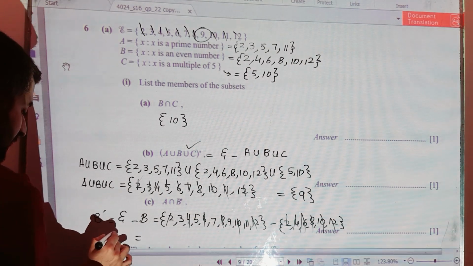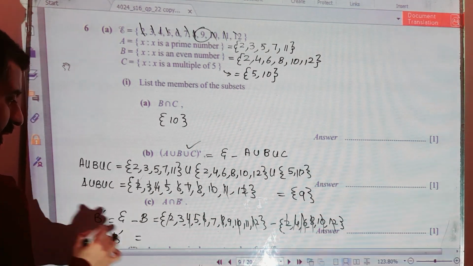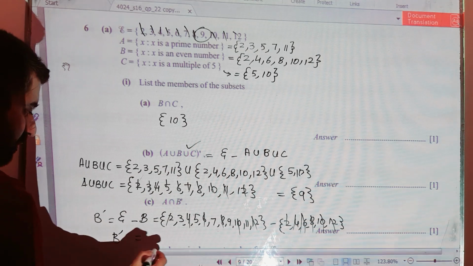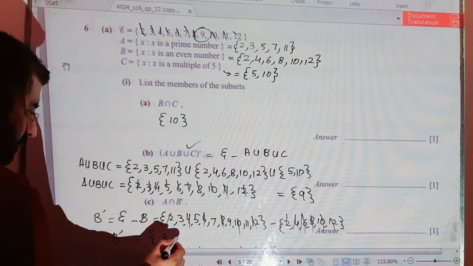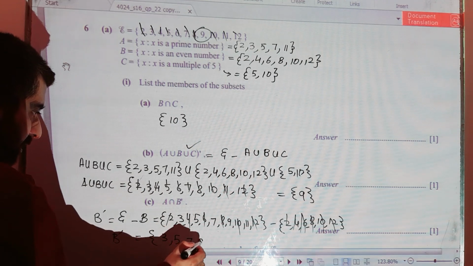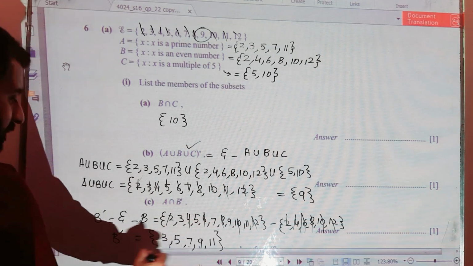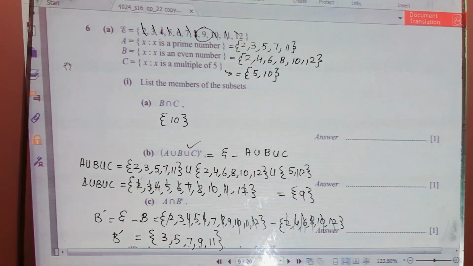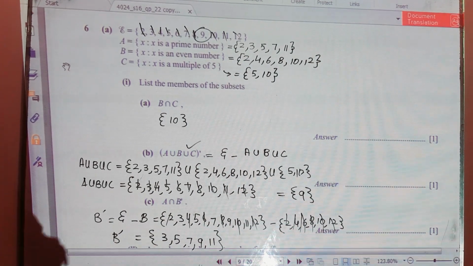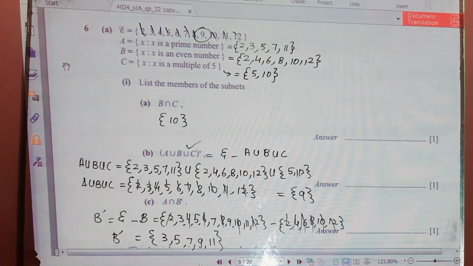What is left in E, the universal set? What is left over here? 3, then we have 5, 7, 9, 11. Now this is the answer for B complement. However, we need to find the answer for A intersection B complement.